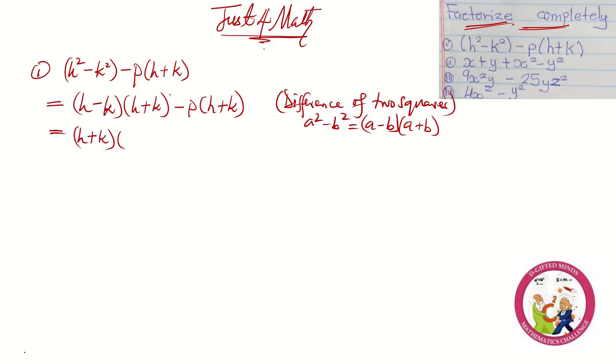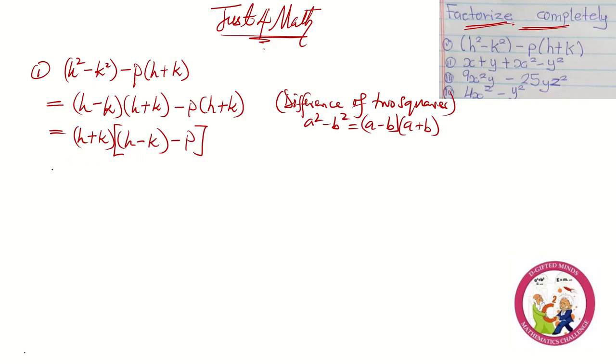Now when you factor this out, this is gone. I'm left with h minus k, right? Then minus, so let me open a square bracket, minus, this is out also, so I'm left with p. All right, so with this we have been able to successfully factorize the given expression completely.